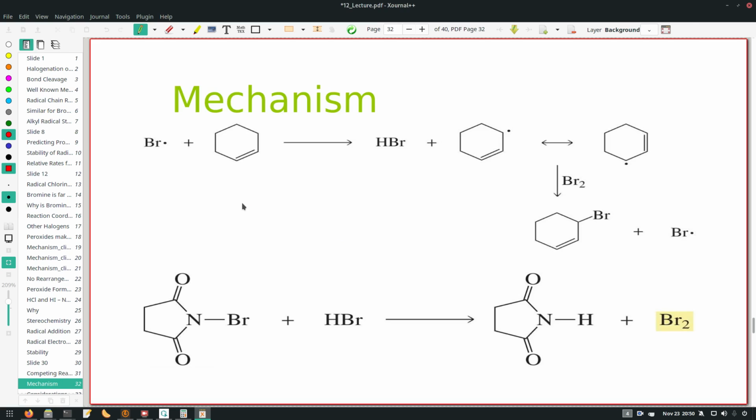Now, its mechanism is kind of neat. It turns out we are going to create our bromine radicals from that N-bromosuccinimide. When light hits it, it creates a small amount of bromine. And those radicals would then attack our ring, creating a radical and some HBr. And then that would attack another bromine and add it across and then recreate our bromine radicals.